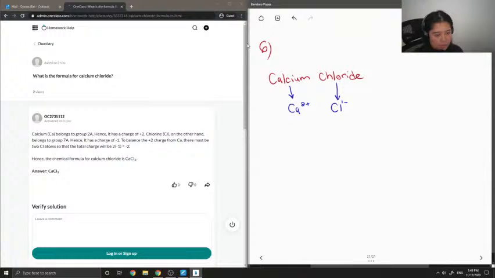So you'll notice that since chlorine has a -1 charge and calcium has a 2+ charge, then we need 2 chlorine atoms to bond with calcium in order to neutralize the calcium. So I can write calcium chloride as CaCl2.